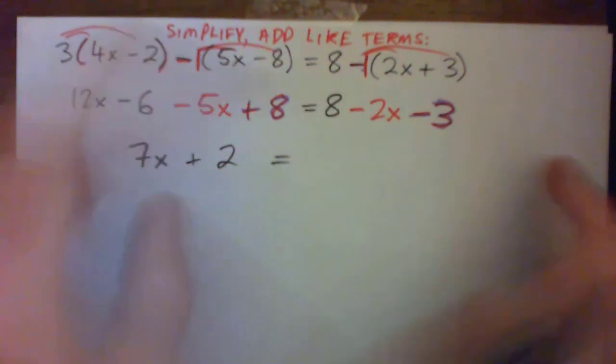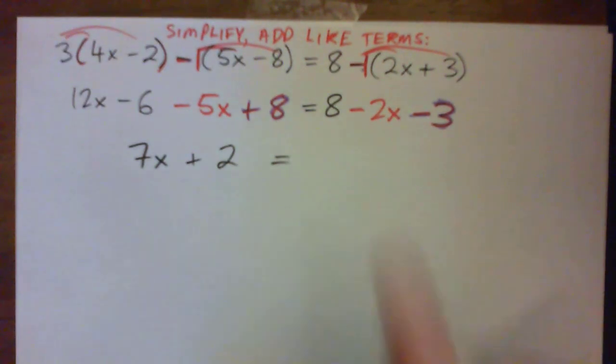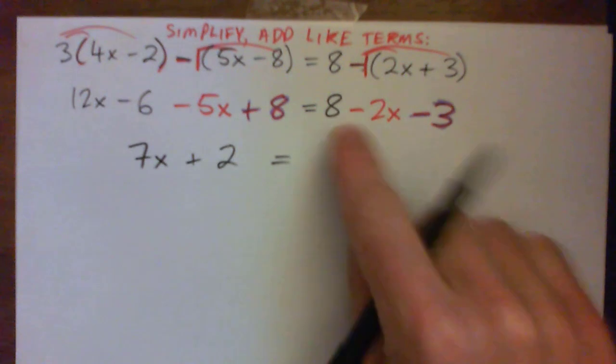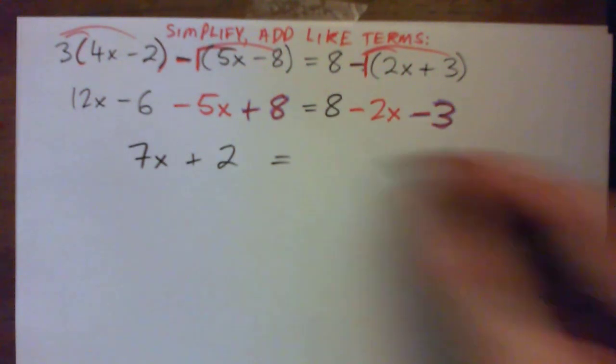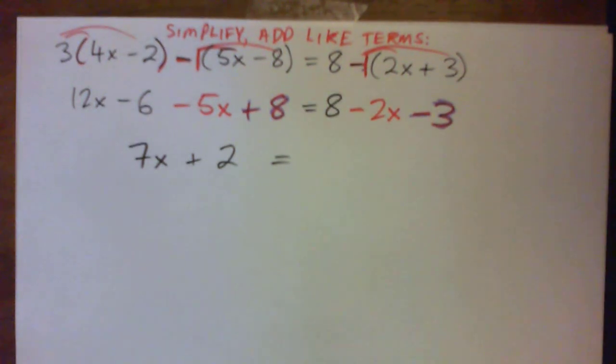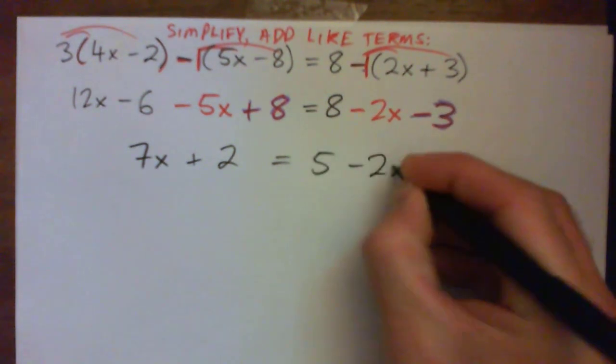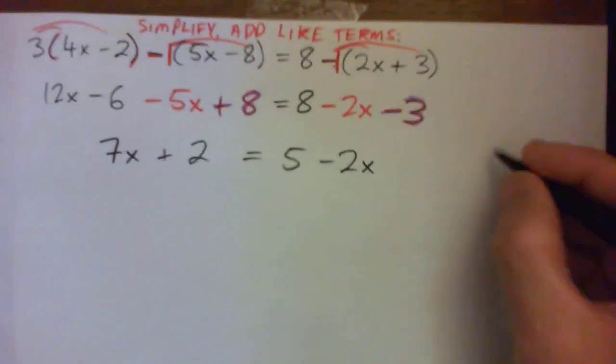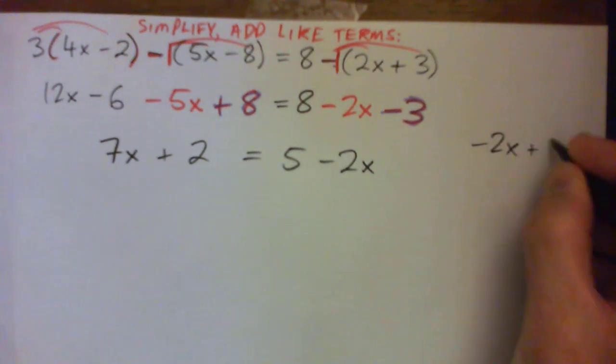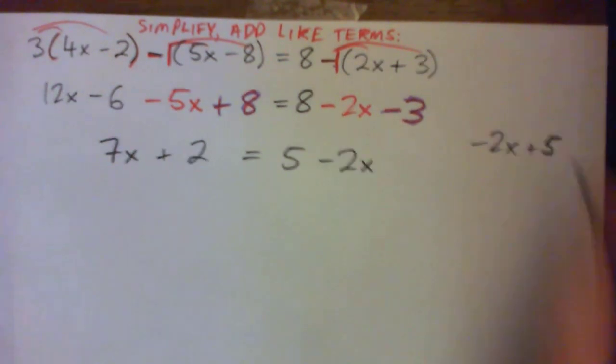And then add the things together here. That's an 8, a -2x and a -3. Let's stick those numbers together. 8 minus 3 is +5. And you've got a -2x. So you can write that 5 minus 2x. Or you could write it -2x plus 5. Both are correct. It doesn't matter.